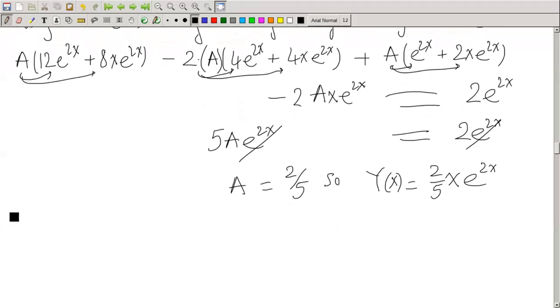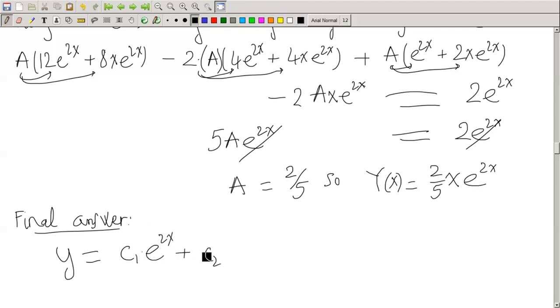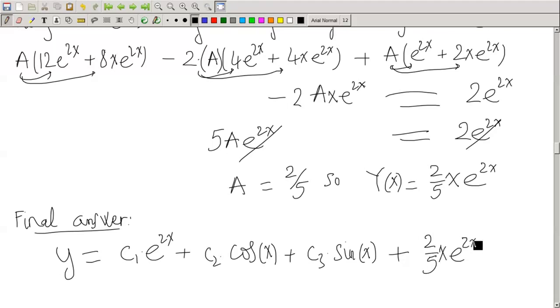Now put everything together, we have our final answer. y equals C1 y1, which is e to the 2x, plus C2 y2, which is cosine x, plus C3 y3, which is sine x, plus capital Y of x, which is 2/5 x e to the 2x.